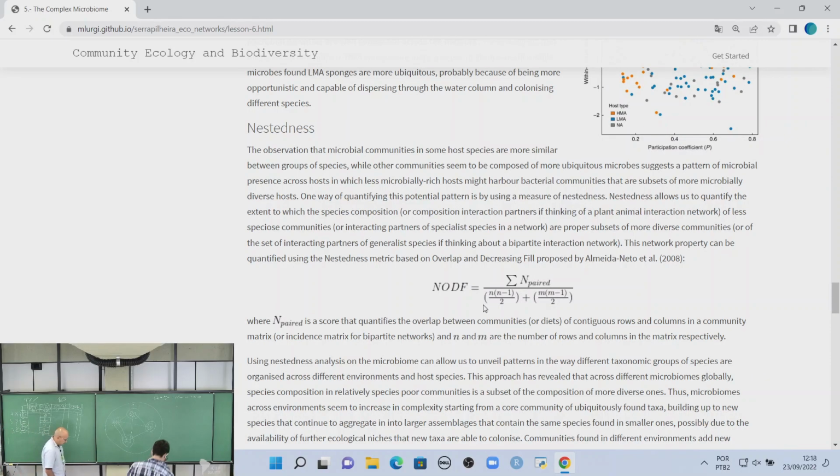So the next pattern that people usually quantify, especially exclusively in bipartite networks, is what we call nestedness. Have you guys heard of nestedness? Do you know what it is?